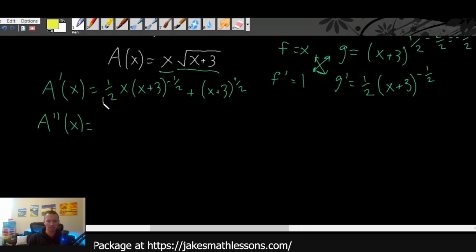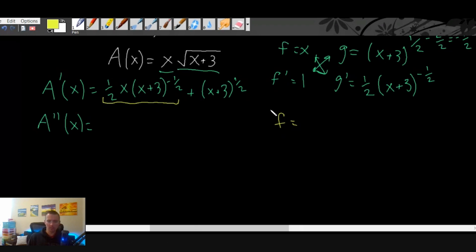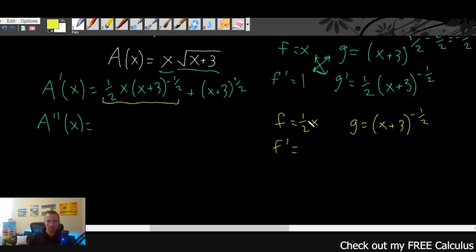So first of all, taking the derivative of this term here is going to be very similar to what we did to find the derivative of this function. We're going to have to do product rule. So we'll say f is going to be our 1/2 x piece. G is going to be this other piece here, the x plus 3 to the negative 1/2. Then we need to find f prime, which the derivative of 1/2 times x is just 1/2.